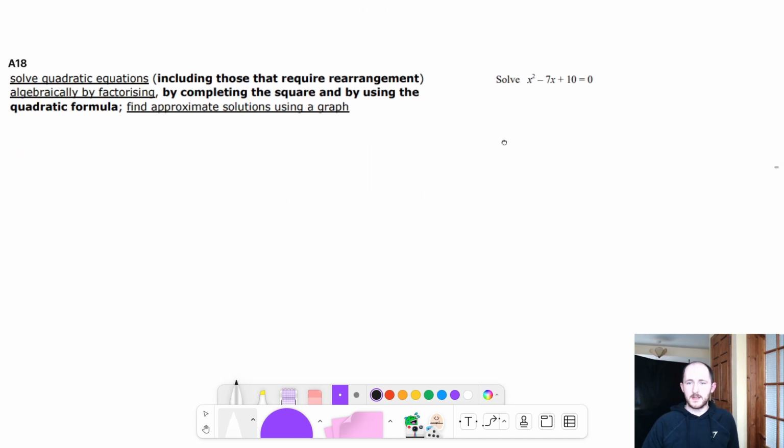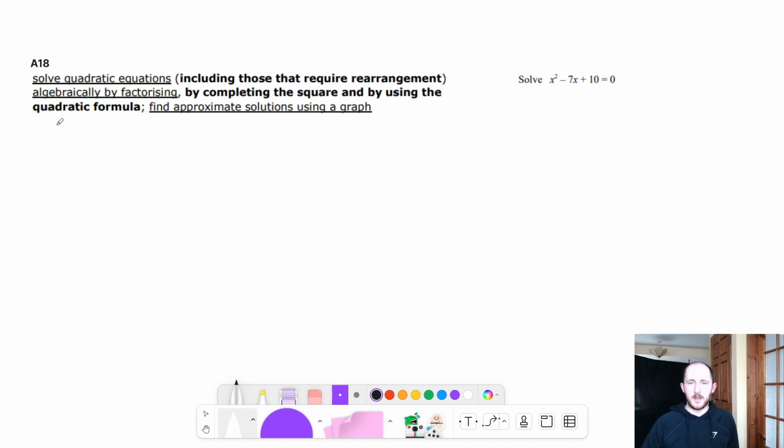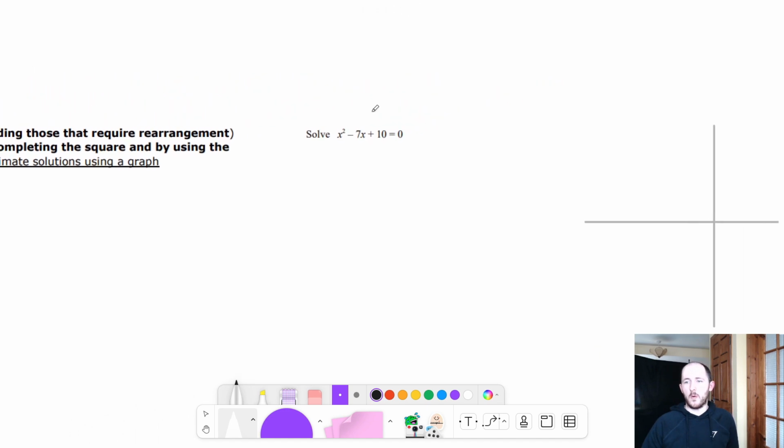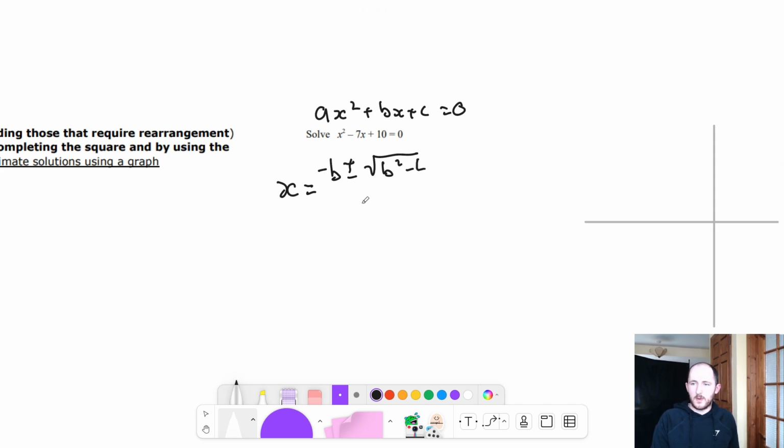Solve quadratic equations. It says by completing the square and using the quadratic formula. All you'd need to do is factorize this or use completing the square. Since we've already done that, I'm just going to show you the quadratic formula. A generic quadratic equation looks like that. And the solutions, the quadratic formula is just minus b plus or minus the square root of b squared minus 4ac, over 2a. So minus, in this case, minus 7.